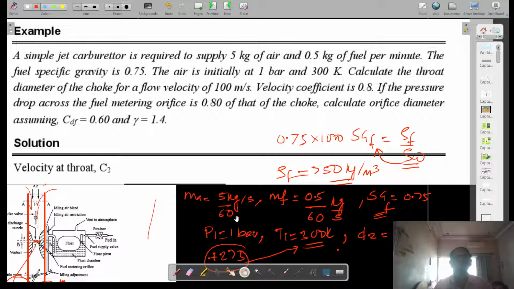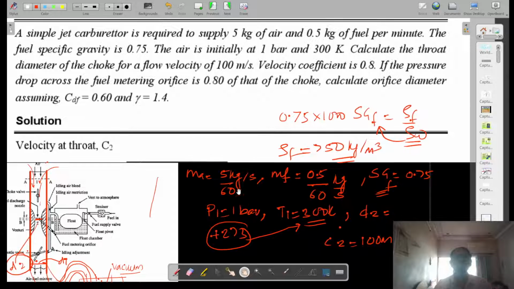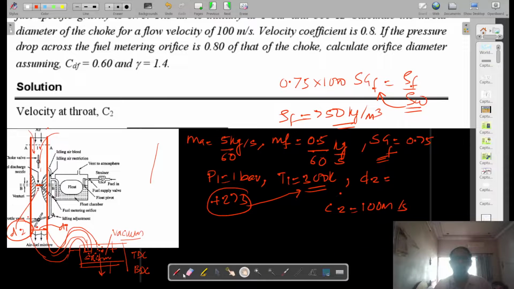For a flow velocity of 100 meters per second, the velocity at that point is given. So C2 is given as 100 meters per second, and we need to find the value of D2. The velocity coefficient Cv is also given; the value of Cv is 0.8.